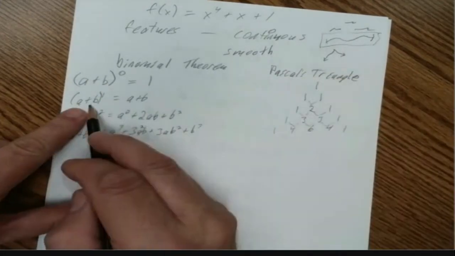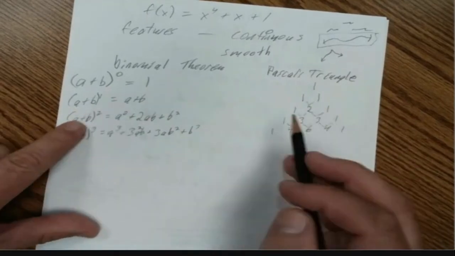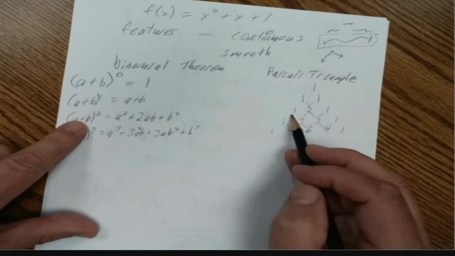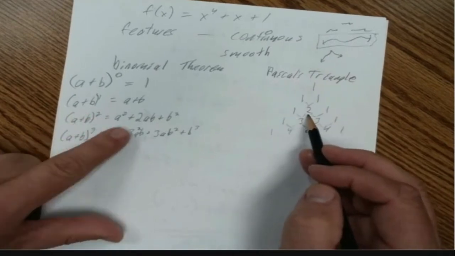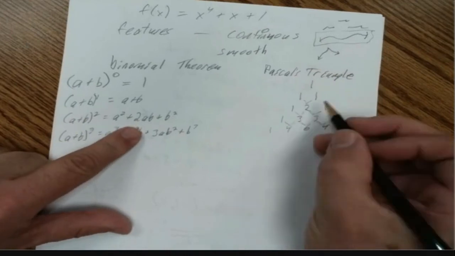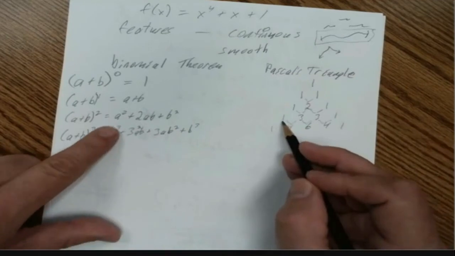When we have a plus b, it's just going to be a to the first power plus b to the first power. Here it's going to be a squared, because we square, plus 2ab, there's a 2 in front of the ab, and then b squared.